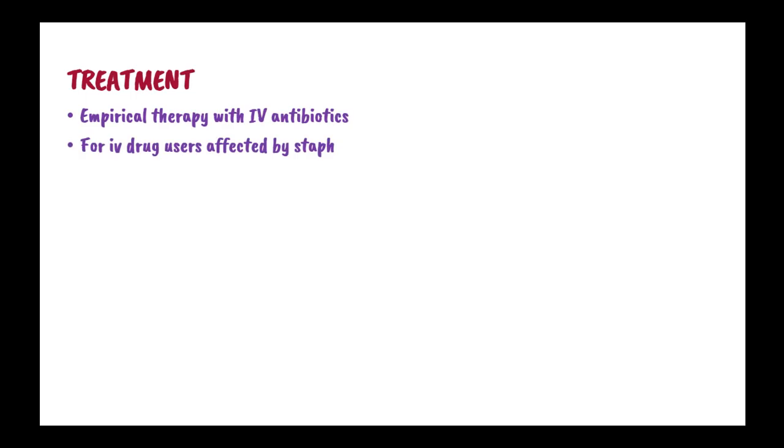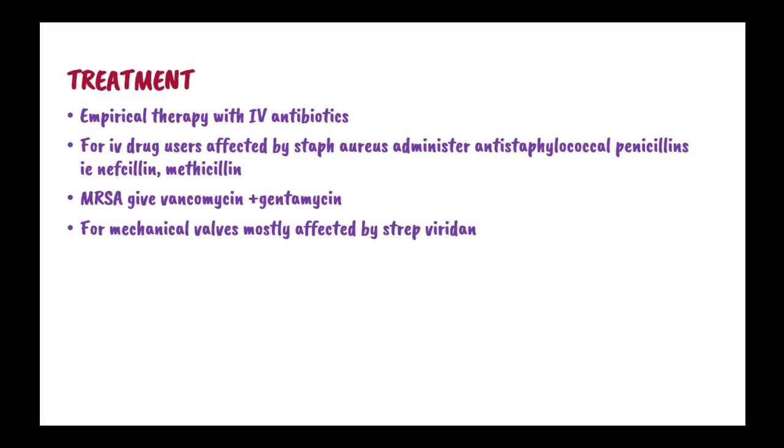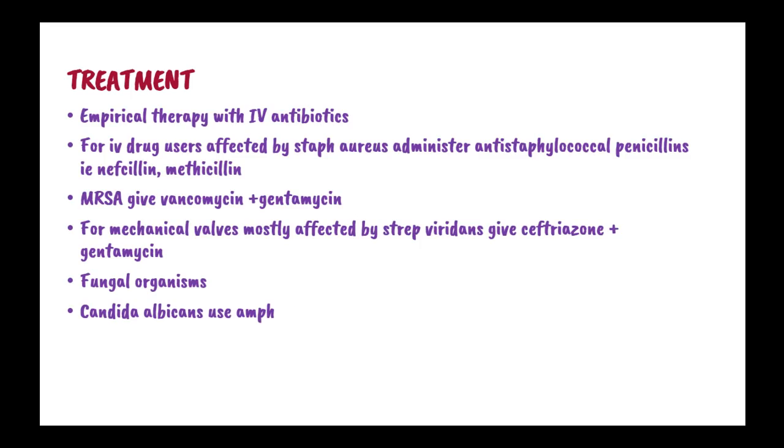The treatment for endocarditis involves long-term empirical therapy with intravenous antibiotics. For intravenous drug users, who are mostly affected by Staphylococcus aureus, you administer anti-staphylococcal penicillins such as nafcillin and methicillin. For methicillin-resistant Staphylococcus aureus, you give vancomycin plus gentamicin. And for mechanical valves, mostly affected by Streptococcus viridans, you give ceftriaxone and gentamicin. For fungal organisms like Candida albicans, you use amphotericin B, but urgent surgical intervention may be required.